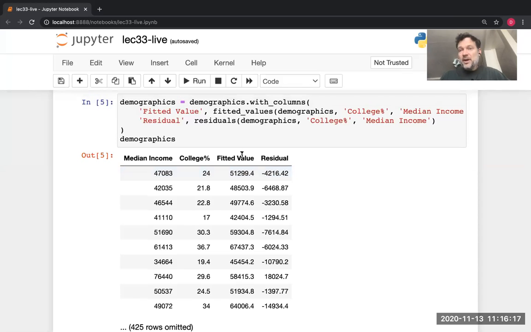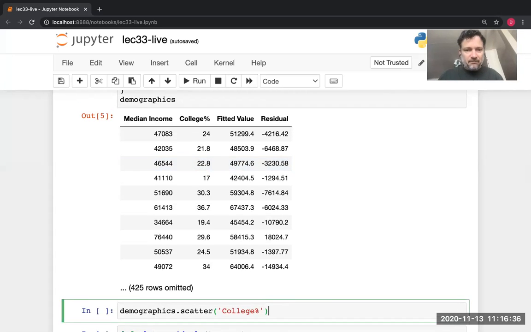What we did here was we created a regression line using the techniques we showed you before, and these fitted values, these predicted values, are computed using the regression line. So the residual is the difference between the actual value minus what you get from the regression line.